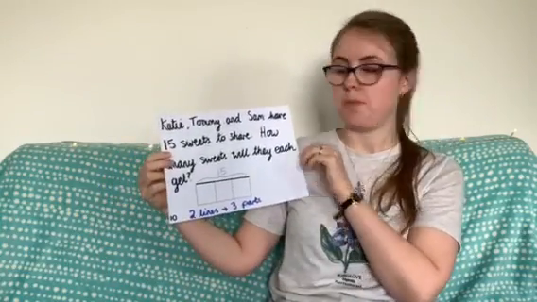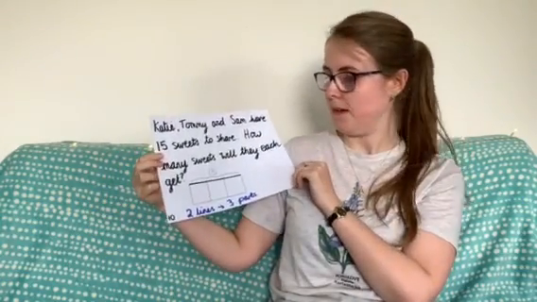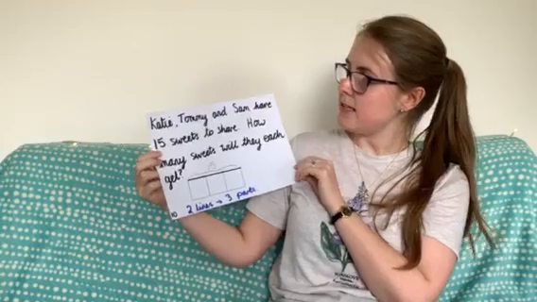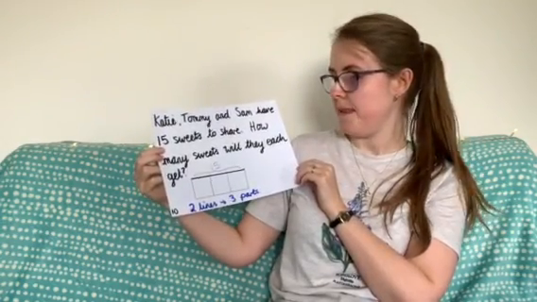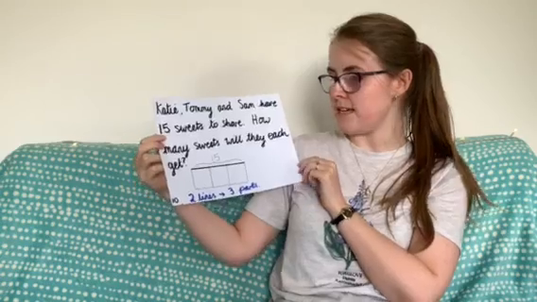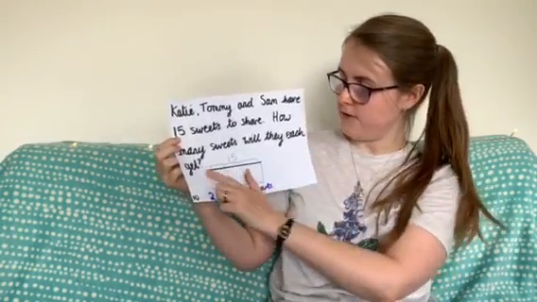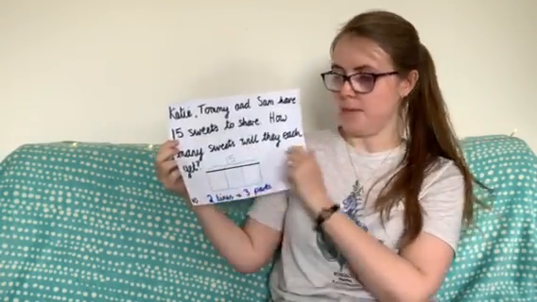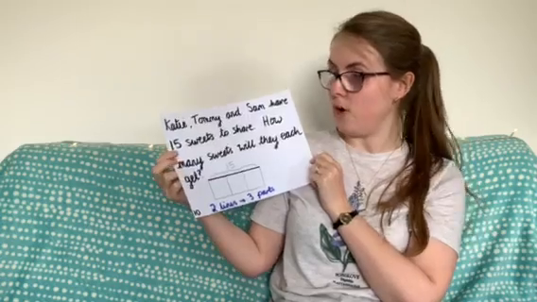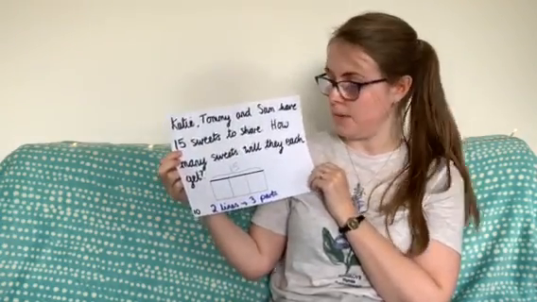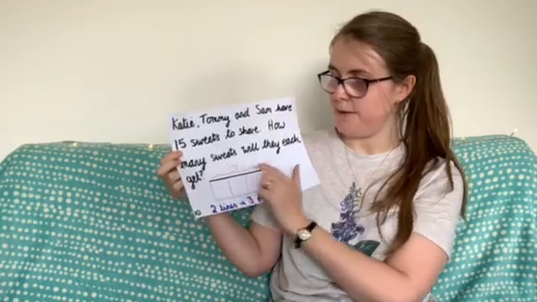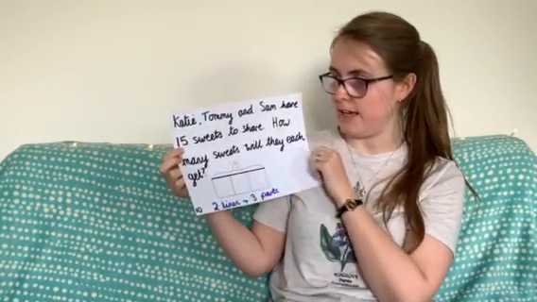Now I've got a word problem here that I'm going to read to you. Okay, so it says, Katie, Tommy and Sam have 15 sweets to share. How many sweets will they each get? Now I've drawn my bar model here. We know that our whole, we've got 15 sweets. That's what we're starting with. So that's why I've written the number 15 at the top here and drawn my little bracket.